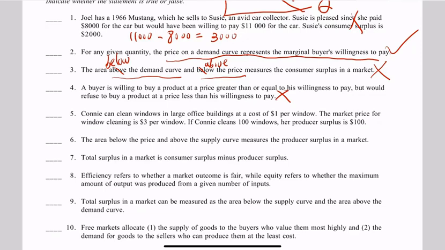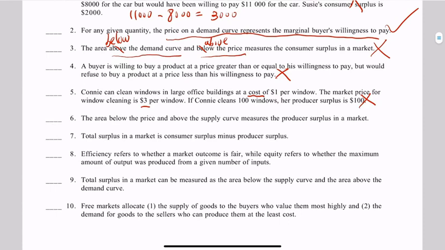Okay, fifth. Connie can clean windows in a large office building at a cost of $1 per window. The market price for window cleaning is $3 per window. So if Connie cleans 100 windows, her producer surplus would be 100. Here, basically, you can see that the cost is 1 and the price is 3. So for one window, the producer surplus would be 2. And for 100 windows, producer surplus would be 200. So again, the number is not correct.